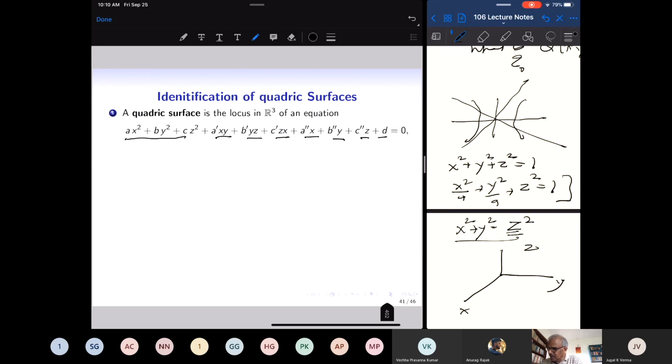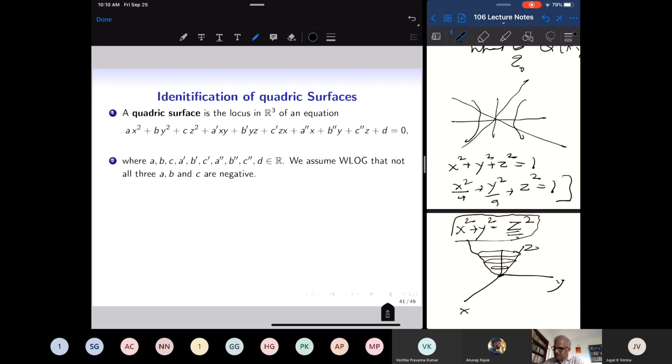The cross sections of this surface with planes parallel to the xy plane at various heights are all circles, and the radii of these circles increase as z increases. When z equal to 0, it is a point. When z is very small, it's a small circle, in a plane parallel to the xy plane. So we get these circles. This is the surface. So many kinds of surfaces are possible which are represented by quadratic equations.